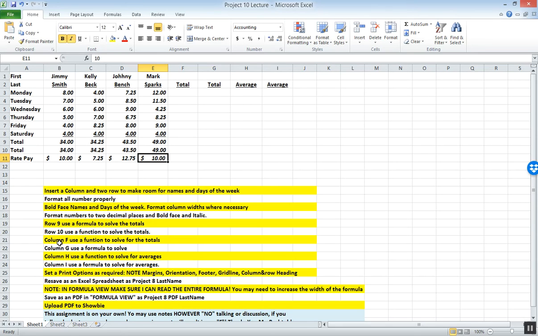So it says let's go to column F. And in column F it says use a function to solve for the totals. So now we know that this is equal sum, beginning parenthesis. In this case, we are just going to go ahead and total those. Perfect. And then I think column G says use a formula. So we know a formula starts off with a plus.